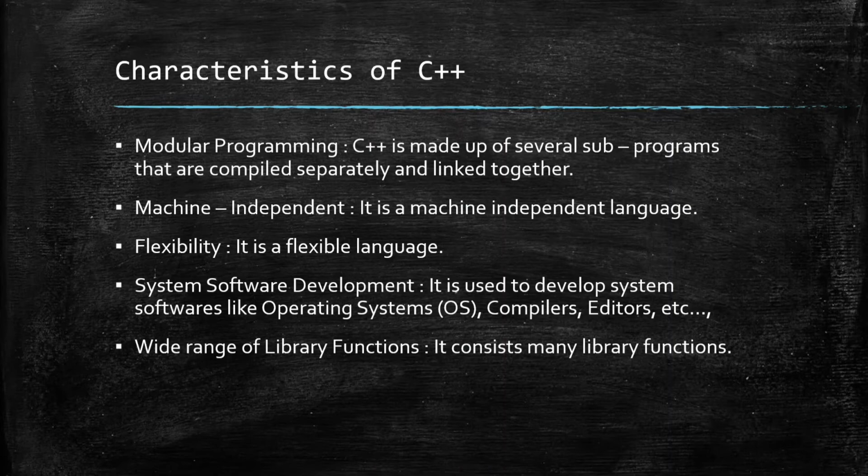Next thing is system software development. It is used to develop system softwares like operating systems, OS, compilers, editors, etc. So the C++ language is used to develop system softwares. Our next point is a wide range of library functions. It has a very wide range of library functions. It consists of many library functions in it.